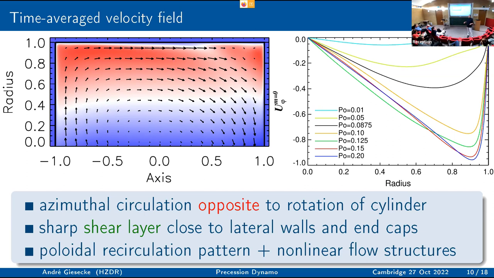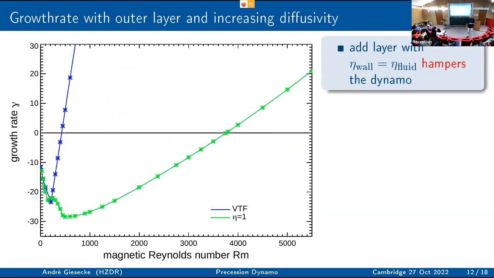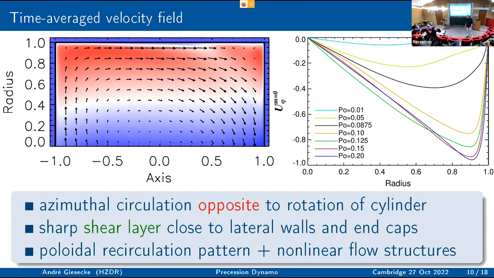I included some outer layer to the fluid active region that should reflect the container in the experiment, because I cannot afford doing the insulating boundary conditions with this boundary element method. Due to the sharp shear layers here, I would have to choose a much larger resolution than is possible. So we include an outer layer here, which has no fluid, but which has a different electrical conductivity.